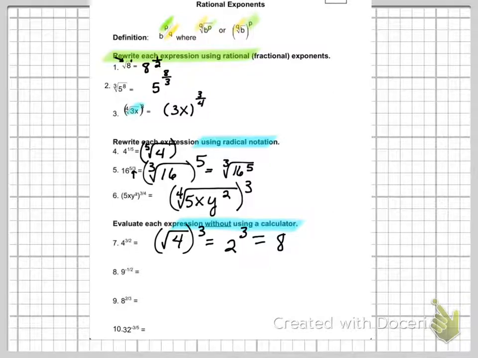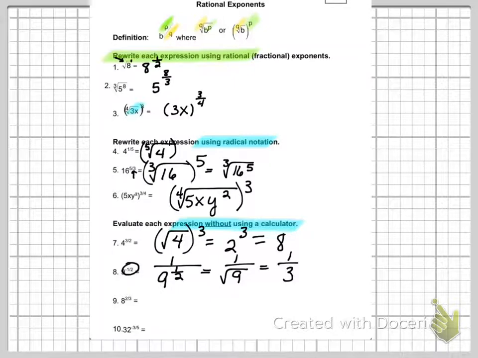Now, negative exponents. Remember, that puts it in the denominator. It doesn't make the answer negative. That makes it 1 over 9 to the positive 1/2 power, which is 1/2 is a square root, so it's 1 over the square root of 9, which is 1/3.